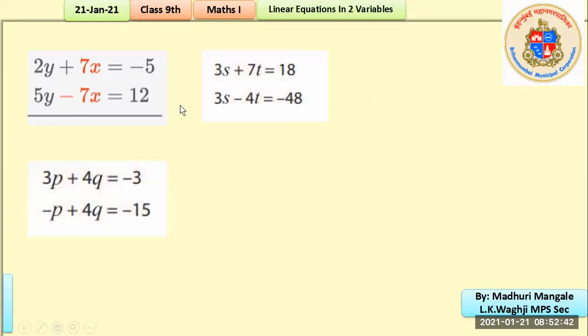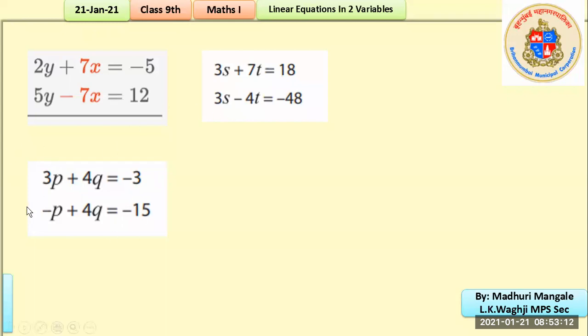Like the second one here, you see 3s and 3s. The s terms are the same, so we either add or subtract to eliminate it. What we did was subtract, so that 3s and minus 3s get crossed out, correct? It gets eliminated. And once a variable gets eliminated, we can simplify and solve to get the other variable, correct?